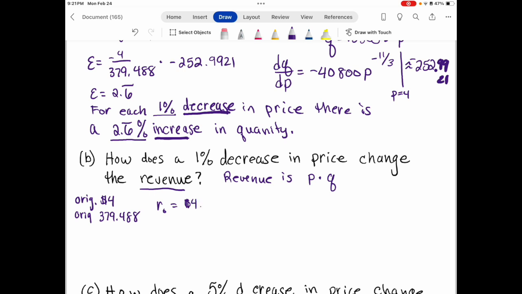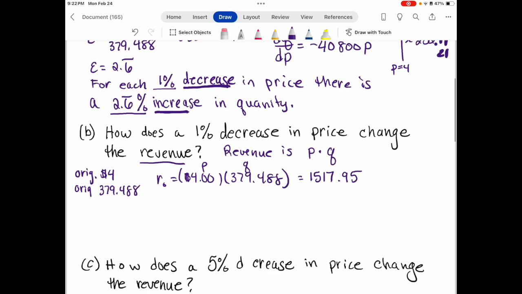Price times quantity, which is $4 times 379.488. That's price times quantity, which will give you the revenue. Now, when you work that out, let's see, we're going to get $1,517.95. Now, let's look at the new info.